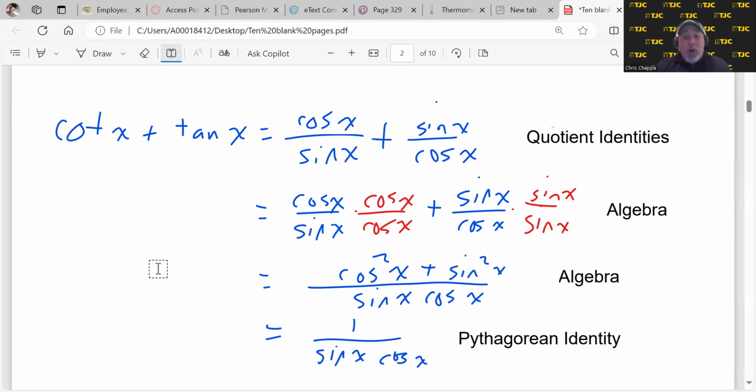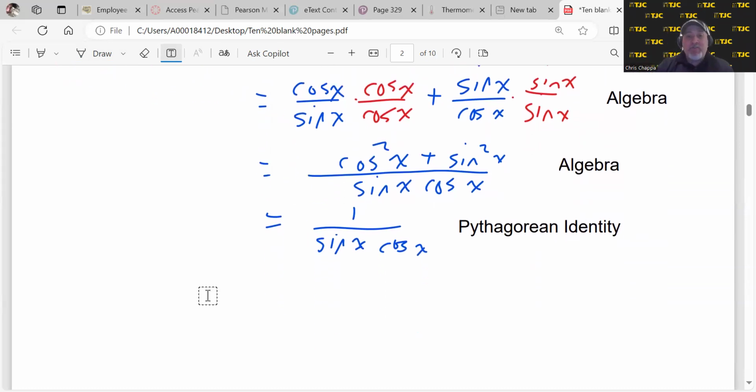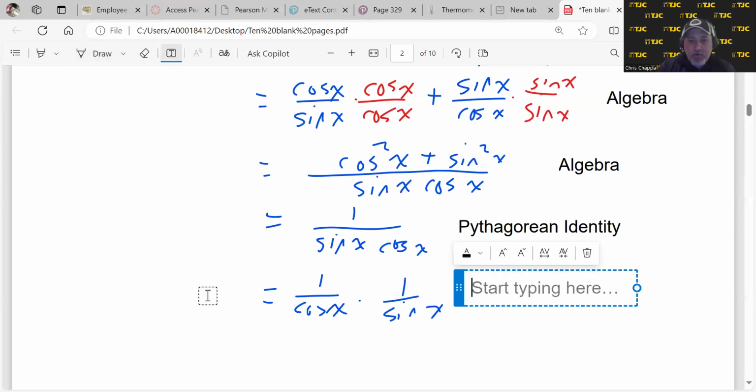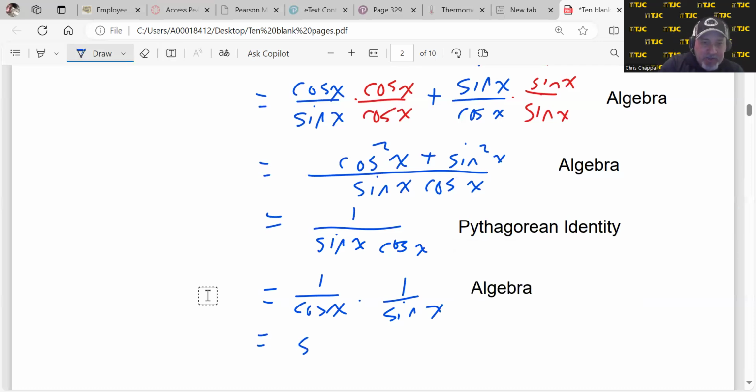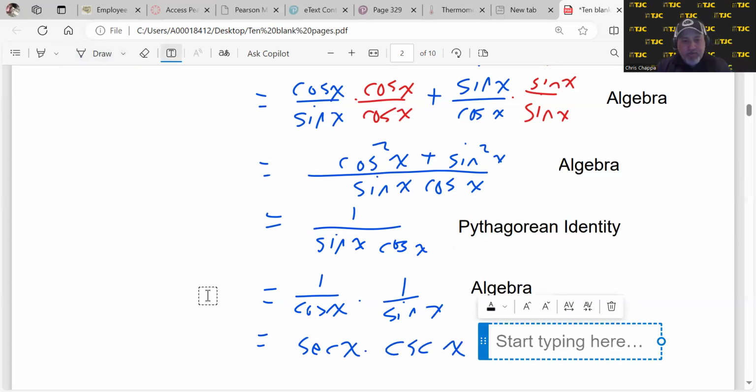So this way, as you're doing your verifications, your proofs, if you will, I can see the moves that you did and why you did them. Now I'm going to do something a little bit different than I did before. On the previous video, we went to the right side and turned it into this also, but I'm going to reverse engineer the algebra that gets us there. I'm going to split this into 1 over cosine times 1 over sine. And again, that's not a trigonometry move, that's an algebra move. And then I'll finish it off by saying secant of x times cosecant of x, and both of those are reciprocal identities.